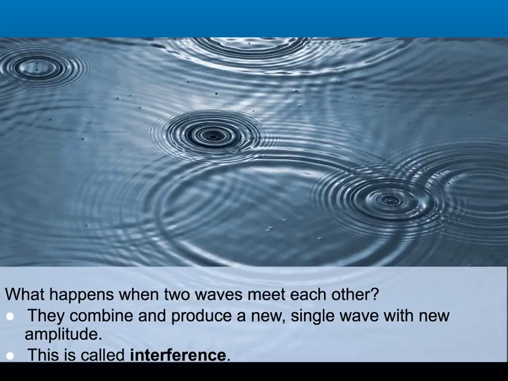If you stand on a pier looking at the waves beneath you, you might notice that they are not all the same height. Some are much higher than others. This is because two or more water waves pass over one another and produce a single wave with a new amplitude. This effect is called interference.